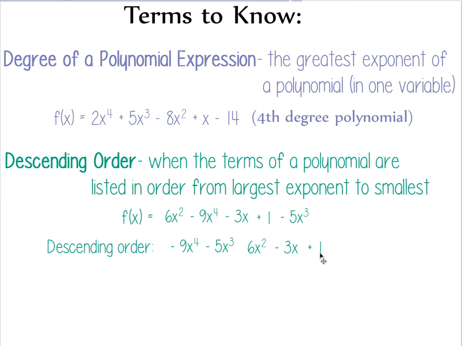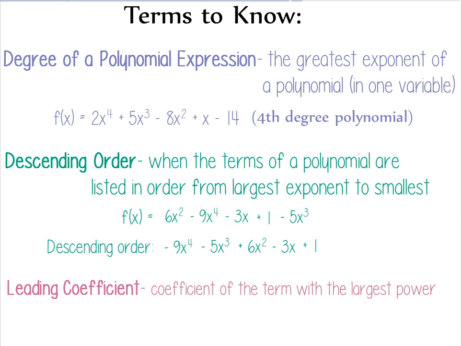There is something missing in here, though. Do you see how this 6x squared is a positive 6x squared? But, you know, I can't really put two terms next to each other. So I need to be sure to put a plus in front of that 6x squared. So I have five distinct terms. Now I've written the polynomial in descending order, and that's how all of your answers are going to look this year.